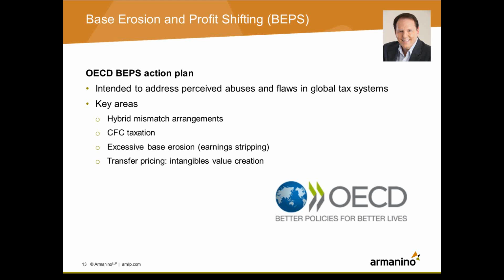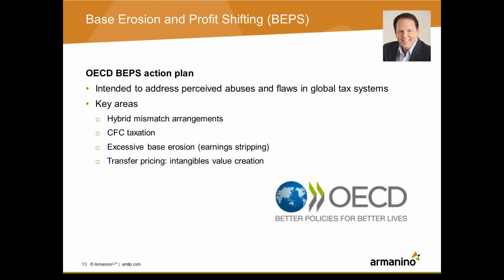So what are the key areas that the OECD international community is concerned with? The first is called the hybrid mismatch arrangements. And this is actually one of, I think, the most significant areas that they're looking at. And it also is one of the areas that affords us the best tax planning. So what is a hybrid mismatch arrangement? Well, first of all, what's a hybrid?